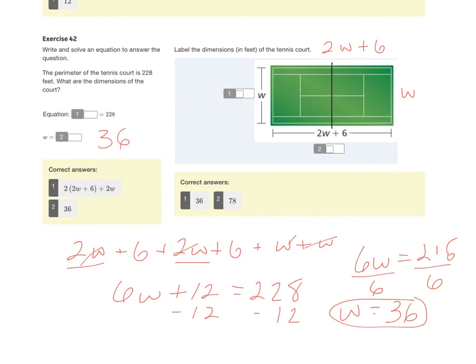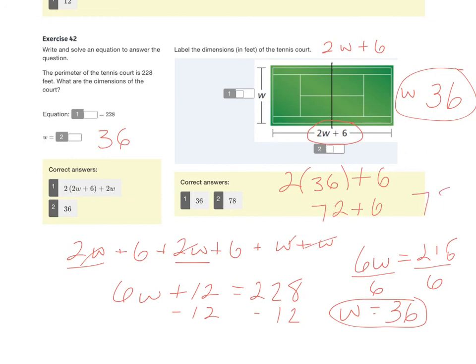Label the dimensions. Okay, so the dimensions, if you labeled them, the width is 36. The length is going to be 2 times the width, 2 times 36 plus 6. 2 times 36 is 72, plus 6 is 78. So down here it was 78. And the correct label is feet.